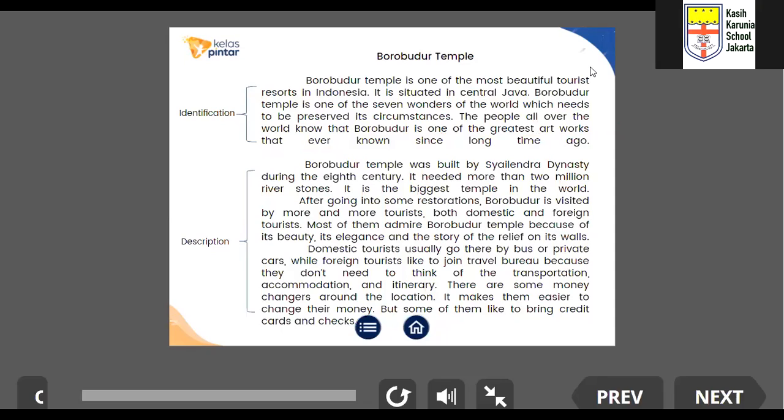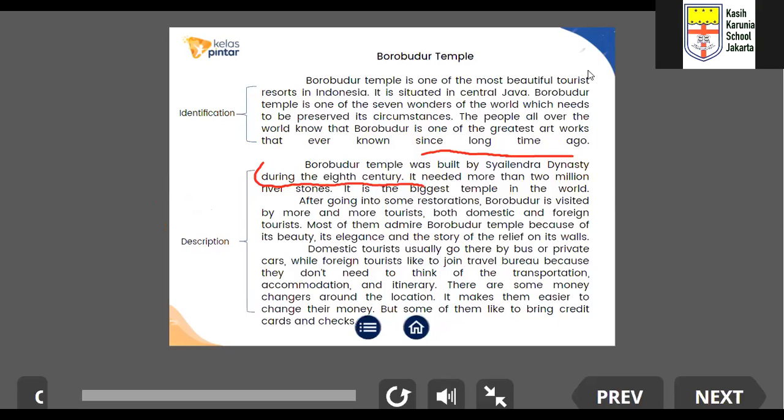But in the description part, di bagian description, this is more specific, lebih khusus penjelasannya. Okay, it's more specific. Contohnya gimana, sir? What is the example? Di sini diberitahu siapa yang membangun ini, ya kan? It was built by Shailendra dynasty during the 18th century.